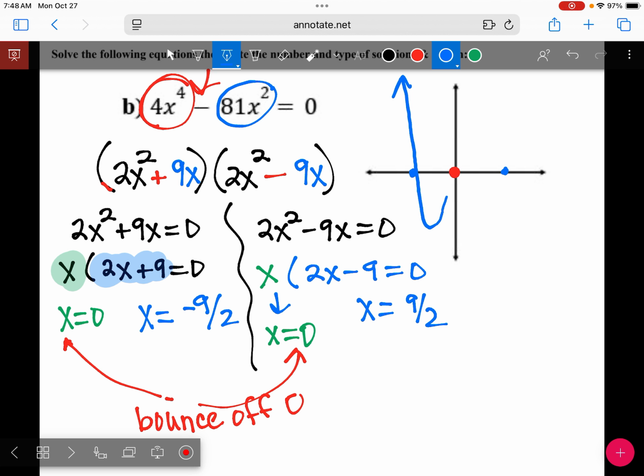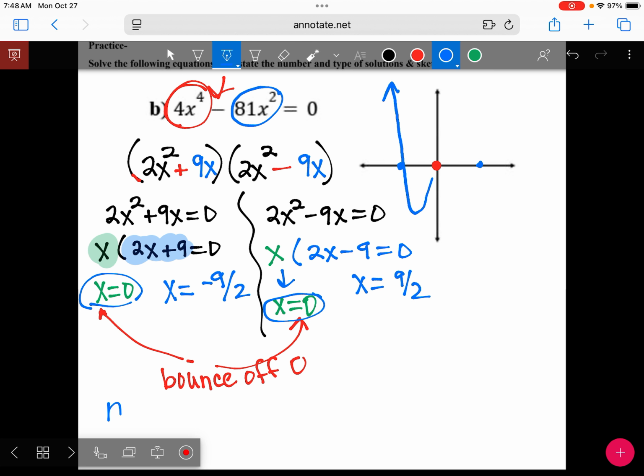I'm going to go through this one, make a U-turn. But when I hit the 0, what am I going to do? Am I going to go through it or am I going to bounce? Bounce. You're going to bounce because see how we have x equals 0 twice? That means our multiplicity is 2. So it's going to bounce. All right, so it's going to come up, hit that 0, make a U-turn, and then go through the positive 9/2.